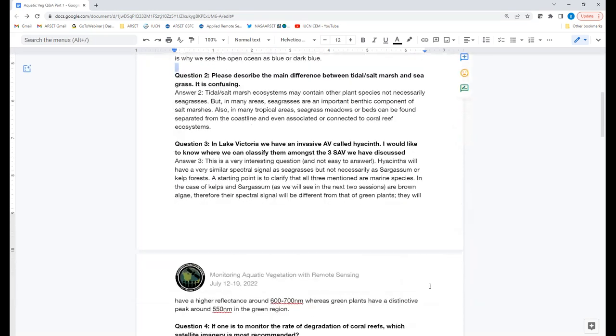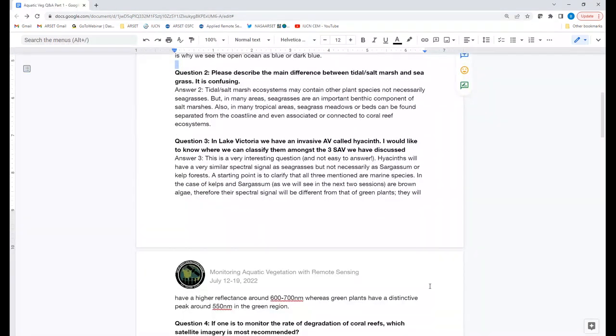Please describe the main difference between tidal salt marshes and seagrasses. It's confusing. It is confusing. And the reason is that in many areas, tidal or salt marsh ecosystems can also contain seagrasses and can contain other plant species as well. Maybe even floating aquatic vegetation, not necessarily submerged.